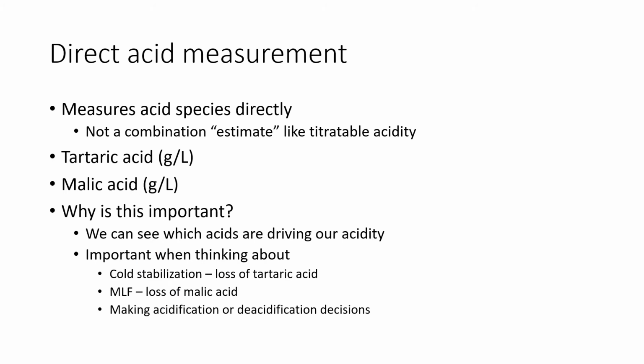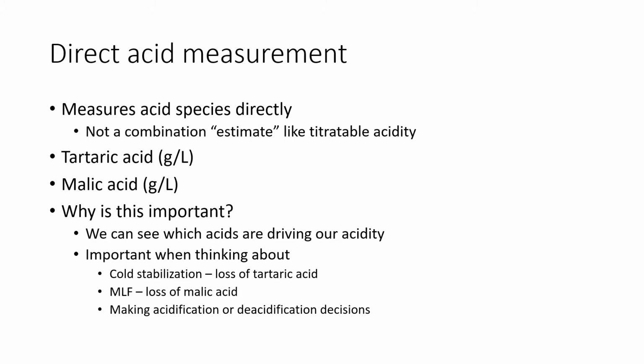And just like glucose and fructose, direct measurement is my favorite. So this measures the acid species directly, and it's not a combination estimate like titratable acidity is. And we will go into the shortcomings of titratable acidity a little bit later in EV204. But direct measurement is a really powerful tool because it actually does give us hard values on the tartaric and malic acid concentrations. And this is important because we can see which acids are actually really contributing to our acidity.